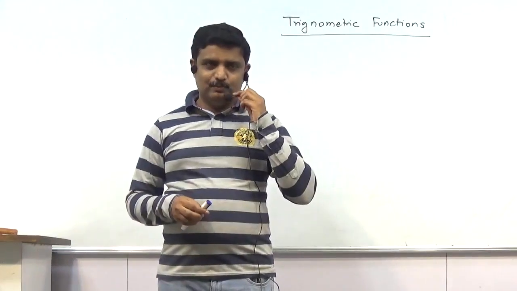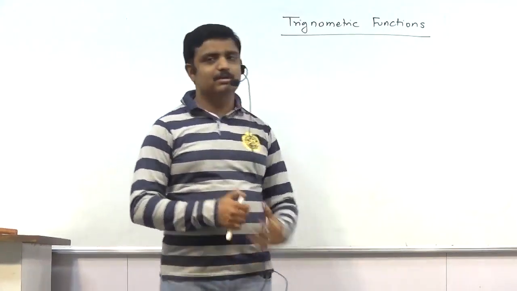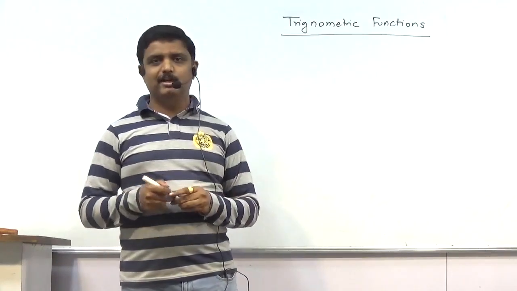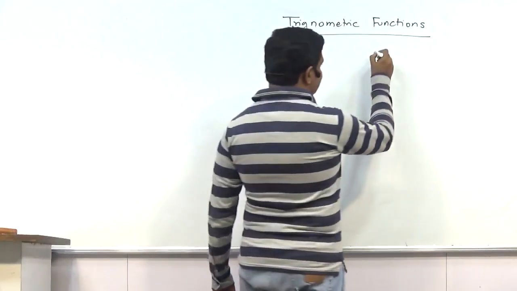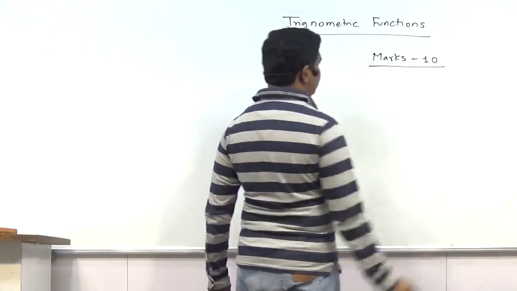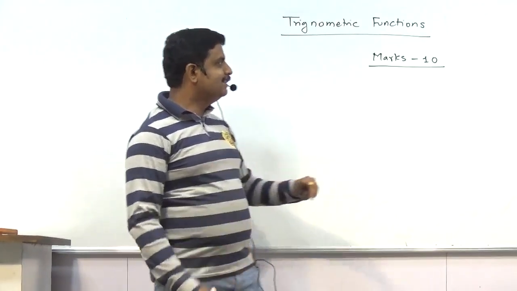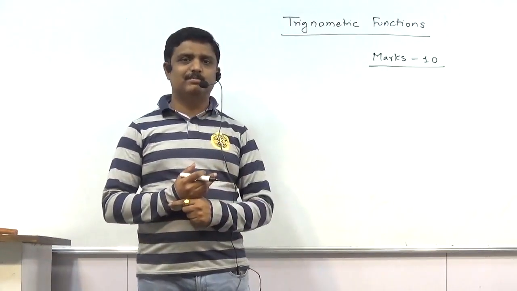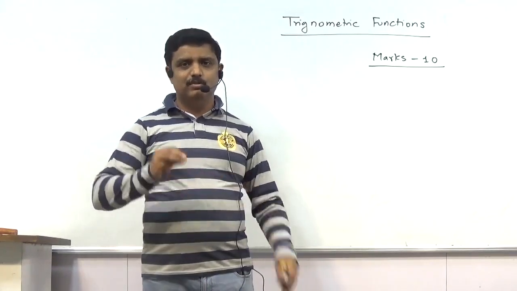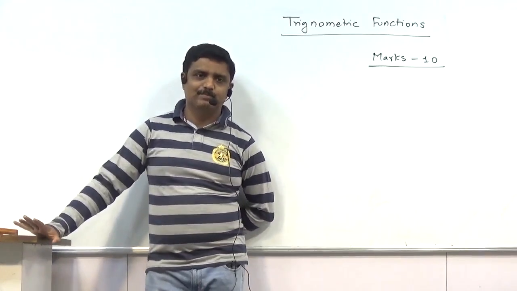Okay friends, so today we are going to start with one of the very important topics from our mathematics paper 1 syllabus. The name of the chapter is Trigonometric Functions. This chapter is there for 10 marks in the HSC syllabus. In the CET examination also we expect this chapter to be asked for around 8 to 10 marks. One of the very important topics from the 12th standard syllabus.